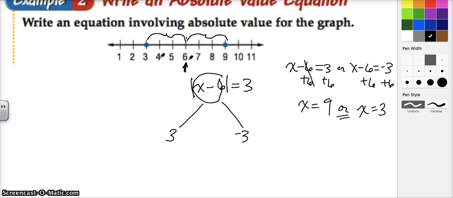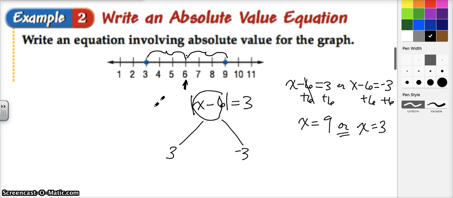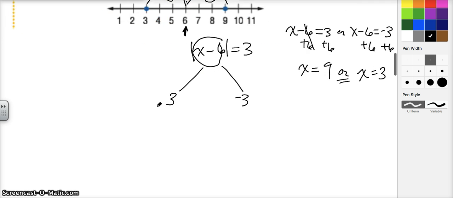So x, whatever number this is, minus 6, the distance from 6, the absolute value is 3. And then we proceed and we can solve to show that that represents the same thing. I know that was a lot of talking, but I hope that made sense.